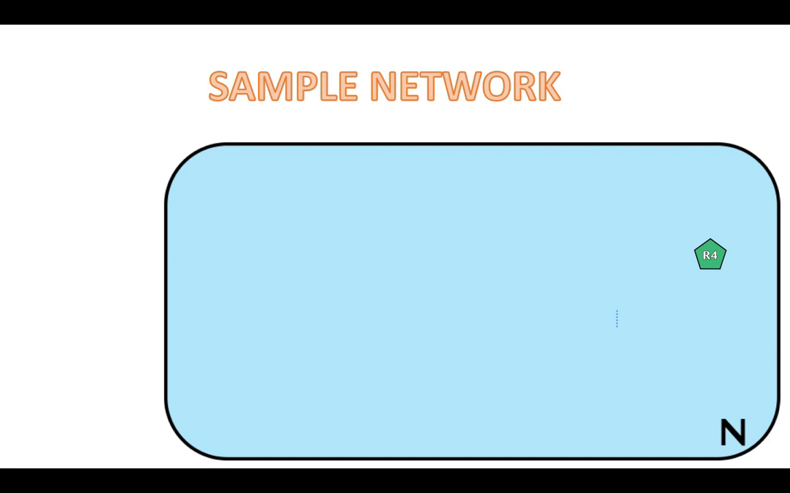Now, in the future of the sample network, R4 has no intention to perform business transactions on the network.